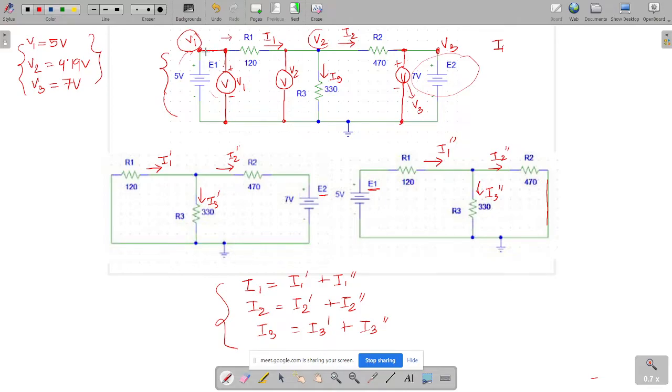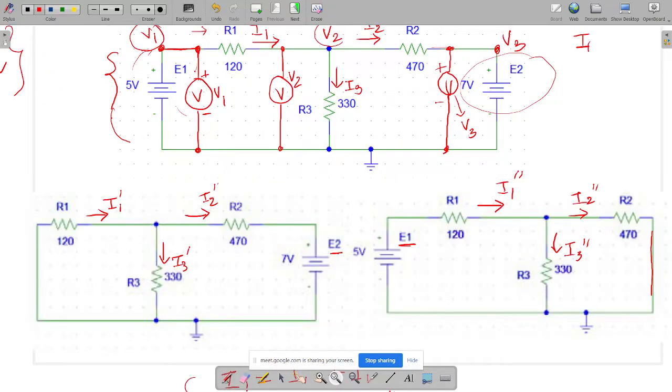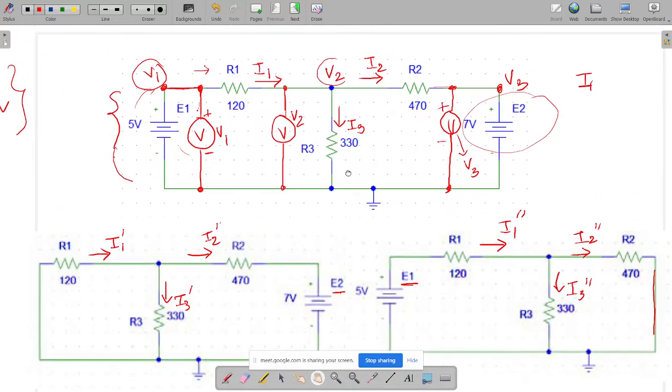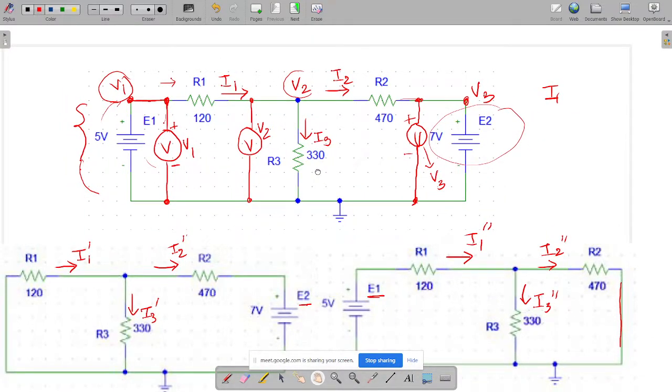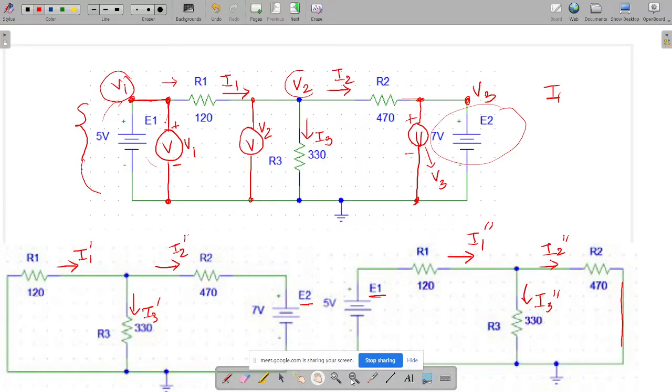Okay, let me zoom a bit. Can you see it more clearly now? Ma'am, I can't see your screen actually. You can't see my screen, but I haven't stopped sharing it. Okay, let me do it once again.